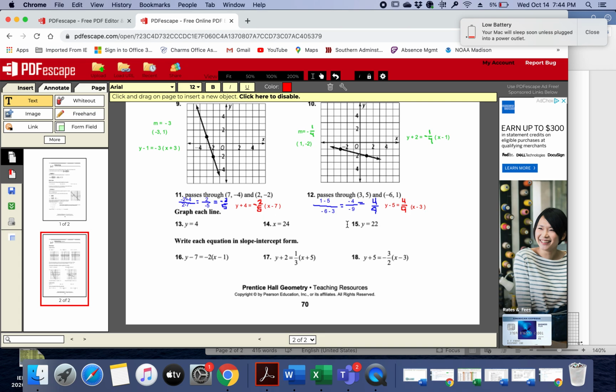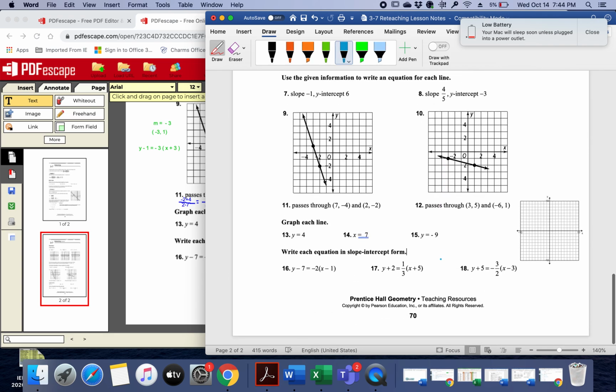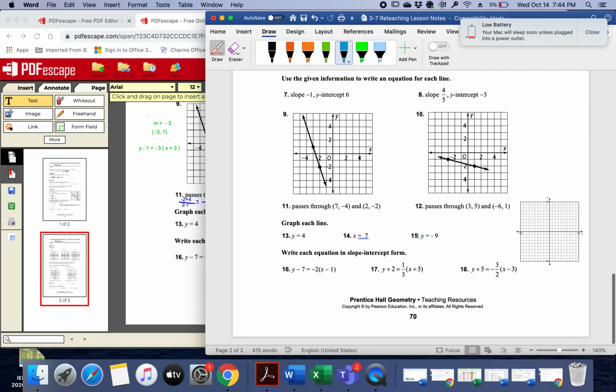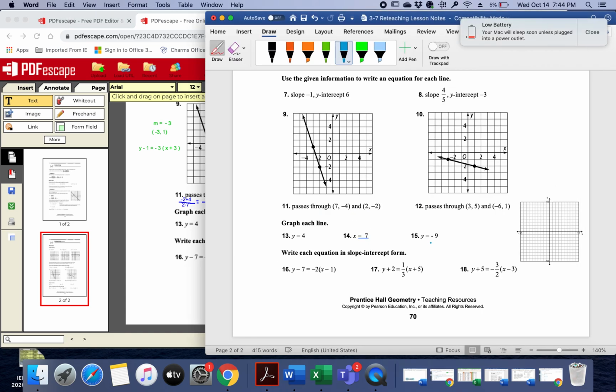13, 14, and 15, I'm going to move again to the other version because you'll be able to see here that I changed some values here so that we could actually plot these and graph them. We're not going to graph x equals 24 or y equals 22. We needed some more reasonable numbers, and I really wanted a negative in here. So we're going to do these in different colors.